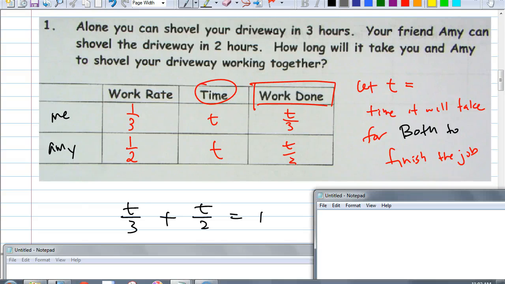So this does come out to be less than 2, correct? So what is our first step? Audrey, what should I do to solve this equation?